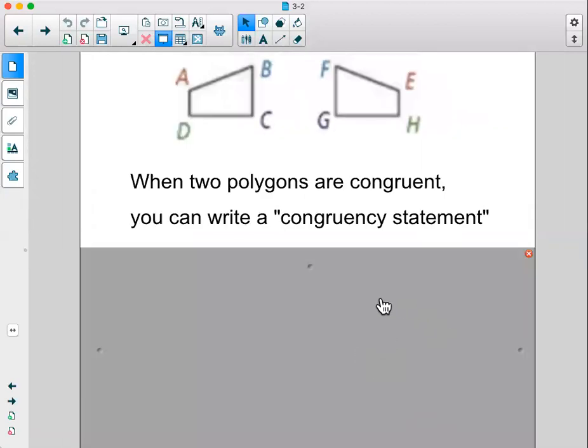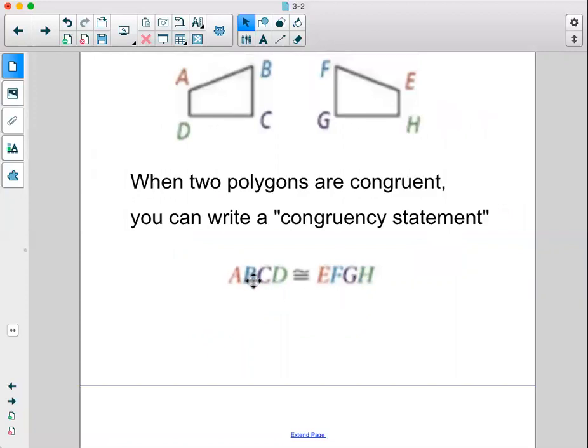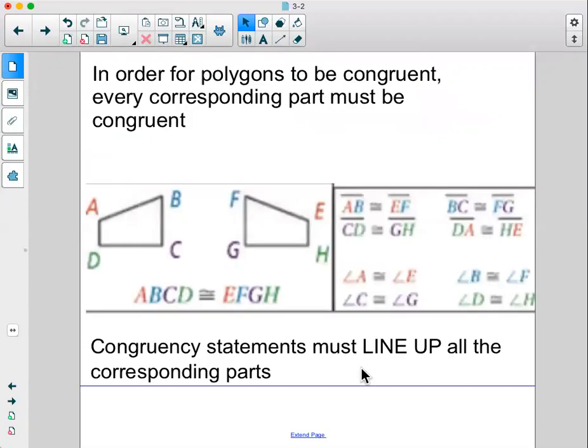Now, if two polygons are congruent, then you can write what's called a congruency statement. And here's an example of what a congruency statement looks like. Now, it's really important to line things up correctly because when you write a congruency statement, you are letting the world know that angle A is congruent to angle B. You're letting the world know that side CD is congruent to side GH, just by the way you've lined up the naming of the shapes.